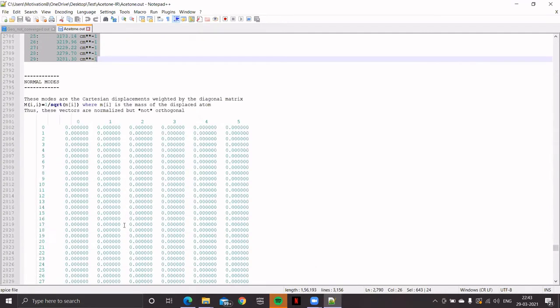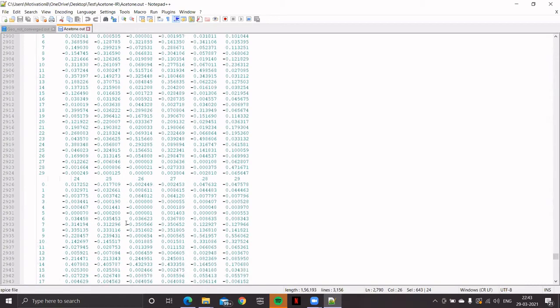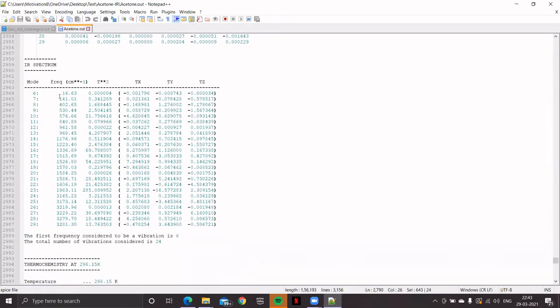If I scroll further downward, there is a table with the frequency, that's a wave number, and the corresponding intensity. The total number of vibrations considered is 24. So that is 30 minus 6, which is 24. So number 6 is actually number 7, and 29 is actually number 30. So from 7 to 30th, that's the complete table of wave numbers with the corresponding intensity.